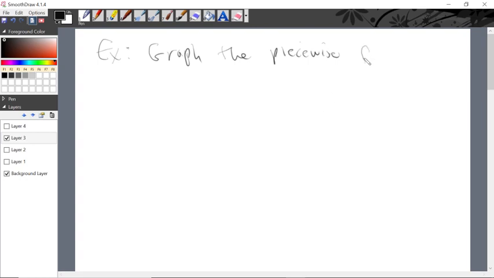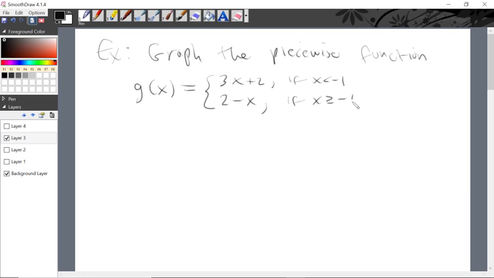So, graph the piecewise function. Or the rule may change. Here's an example. Let's call this one g of x. We've been calling functions f of x all day. g of x is equal to 3x plus 2 if x is less than negative 1, but g of x is equal to 2 minus x if x is greater than or equal to negative 1. It's just an example.